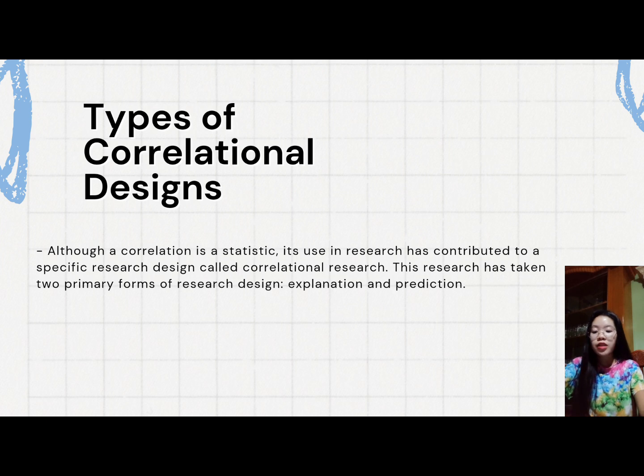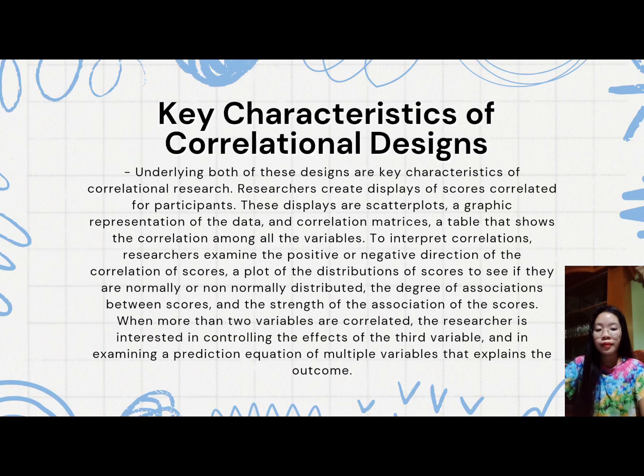The second is the prediction design. So the investigator identifies variables that will positively predict an outcome or criterion. So in this form of research, the researcher uses one or more predictor variables and a criterion or outcome variable. A prediction permits us to forecast future performance, such as whether a student's GPA in college can be predicted from his or her high school performance.